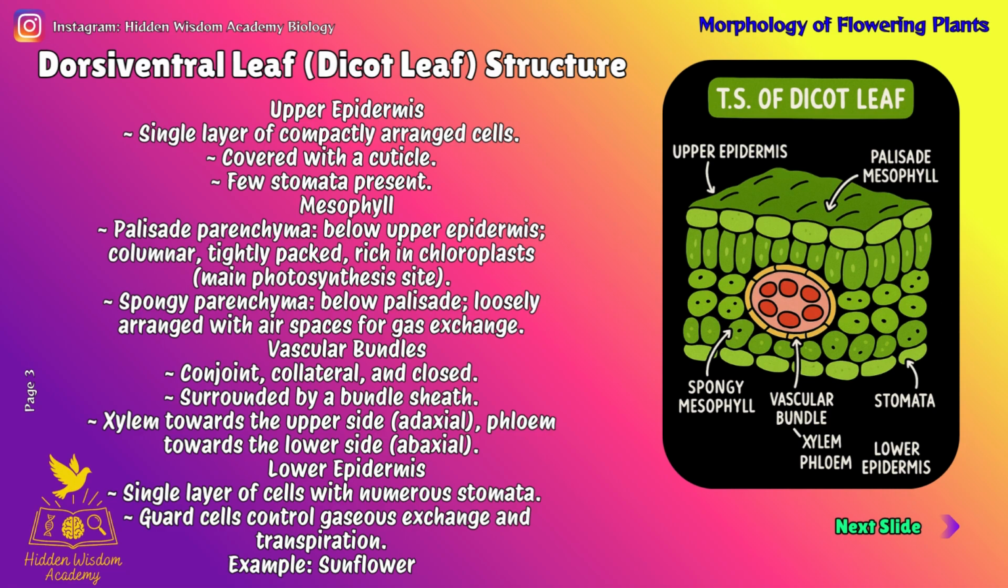The vascular bundles are conjoint, collateral, and closed. Xylem is on the upper side, and phloem is on the lower side. The lower epidermis has many stomata that help in gas exchange and transpiration. All these parts work together to make the dicot leaf efficient for photosynthesis and respiration.